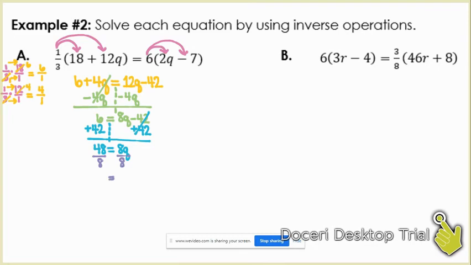Q is now isolated or by itself, and 48 divided by 8 is 6. So Q is equal to 6. This means my equation has a solution of 6. 6 will make that equation true. And our last example is example B, 2b.